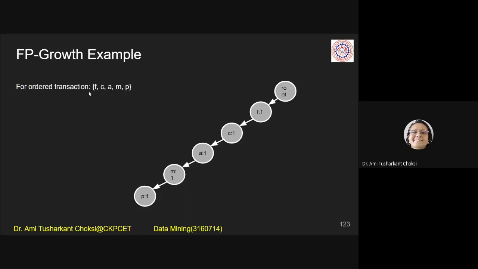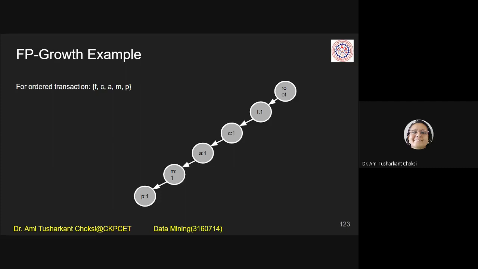So here we have F, C, A, M, P. This is the ordered transaction. Whatever was there in the transaction is fine, but what we have to consider is the ordered transaction, which is in the form of the support count in descending order. Higher comes first, lower comes next.